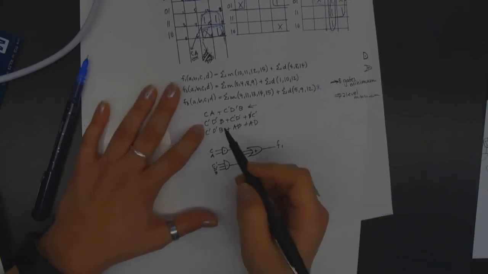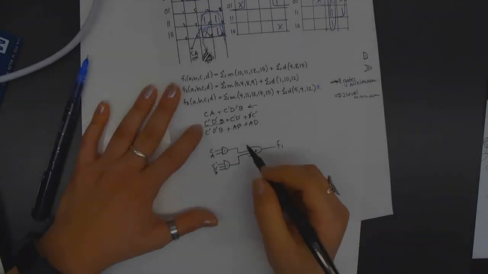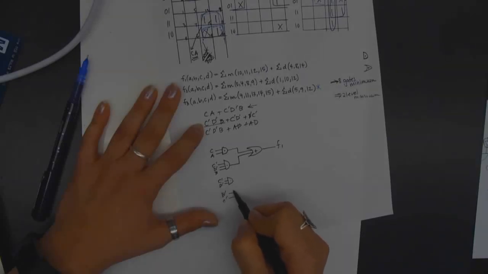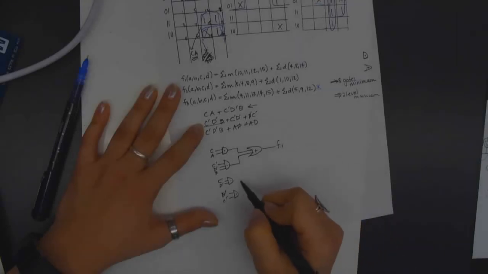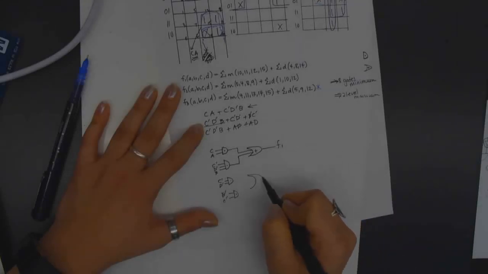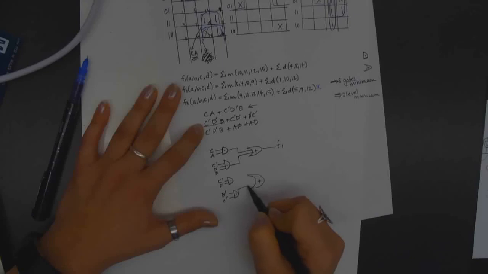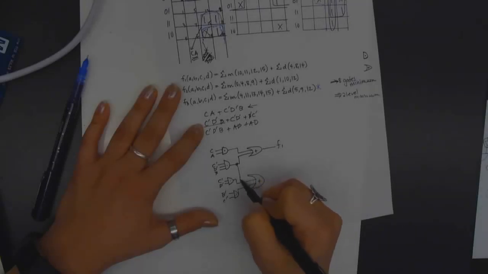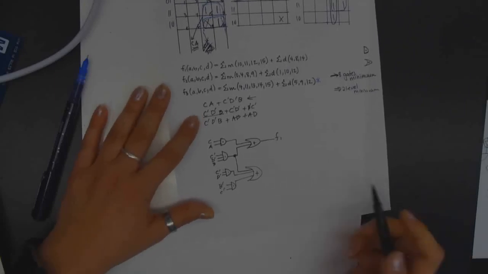So now we've got this guy already. And then we need these 2. So here we got C prime, D prime, and B prime, C prime, and then all of those going into OR gate here. We're just going to borrow that one.